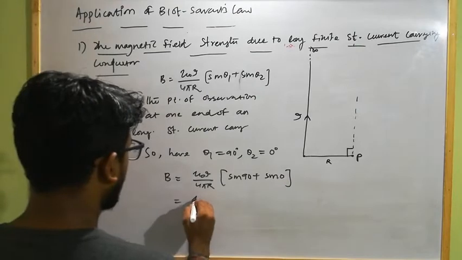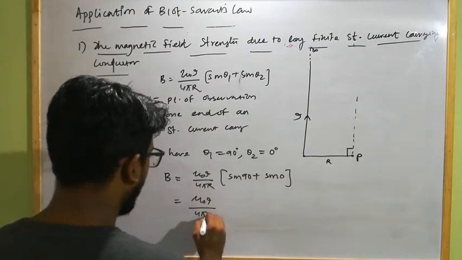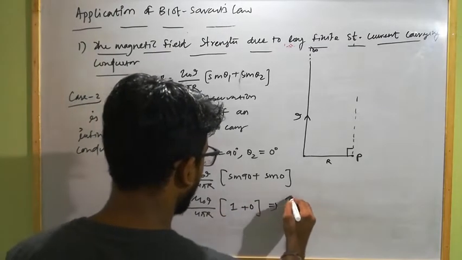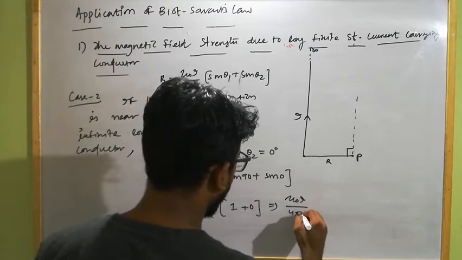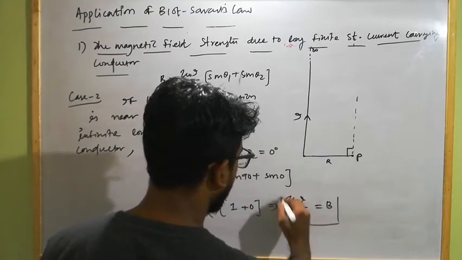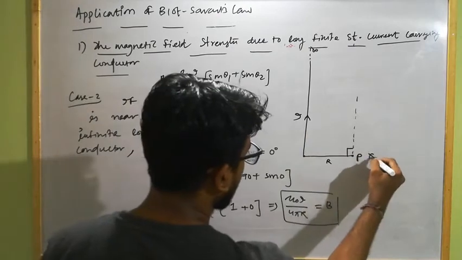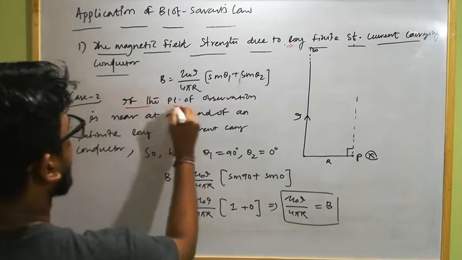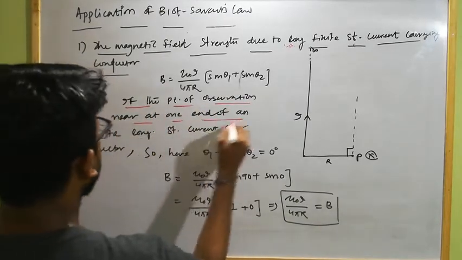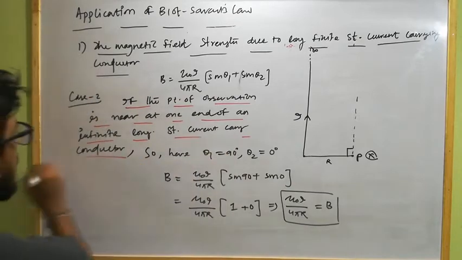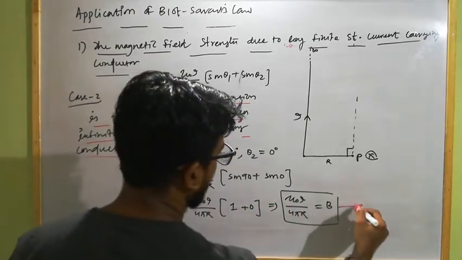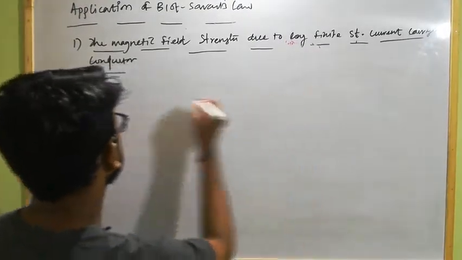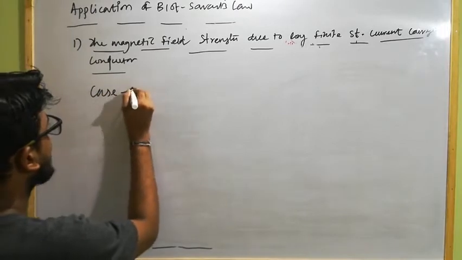What is this equal to? Mu naught I by 4 pi r into sin 90 is 1, sin 0 is 0. So this will become mu naught I by 4 pi r equal to B, the value of magnetic field strength, and the direction is also inward. This is for an infinite long straight conductor when the point of observation is near one end of it, carrying current. Here you have to remember this formula. Okay, so now let us discuss the case where the point of observation is along the current carrying conductor, which will be case 3.